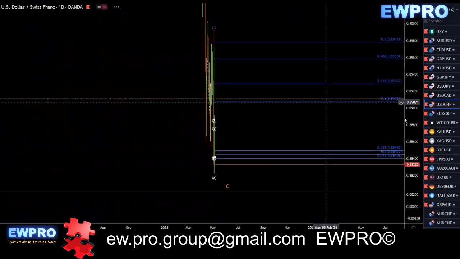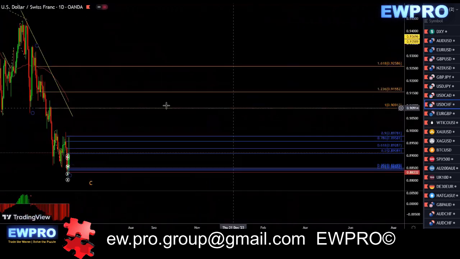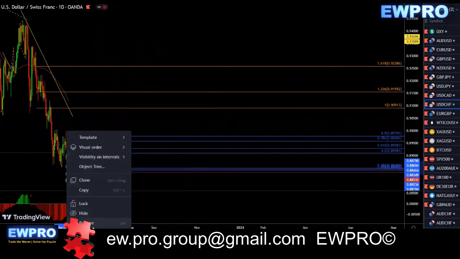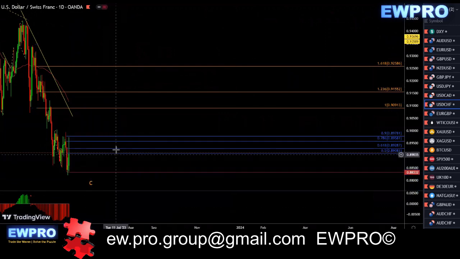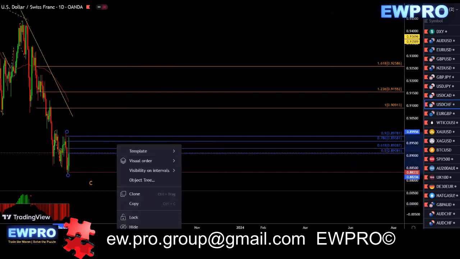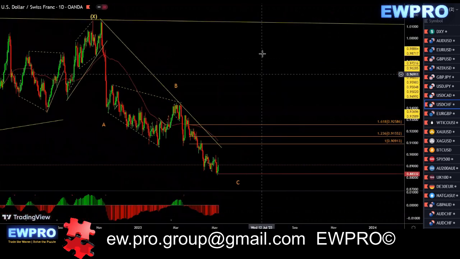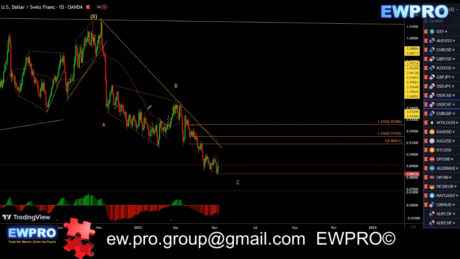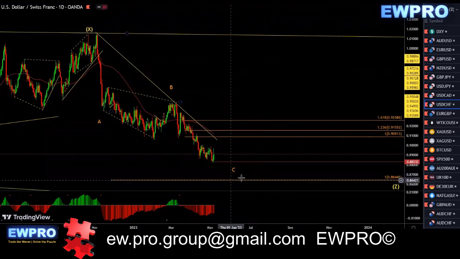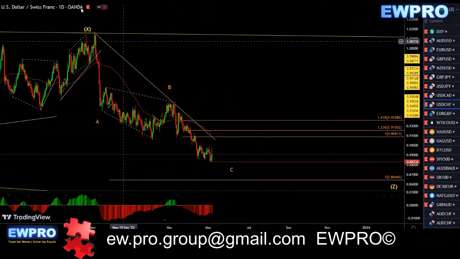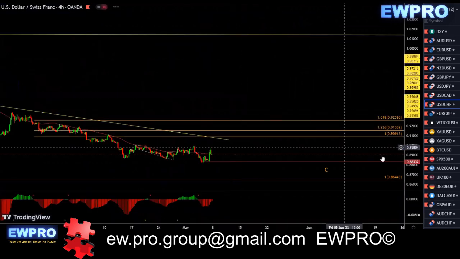The Swissy on the daily. I've got stuff on here, just get rid of all this from during the week. So on the daily, we got that A, B, C. There still is room down. We haven't got to that 100 fib yet. It is getting very close to it, and we're getting all that bullish divergence. So I'm only looking for buys.